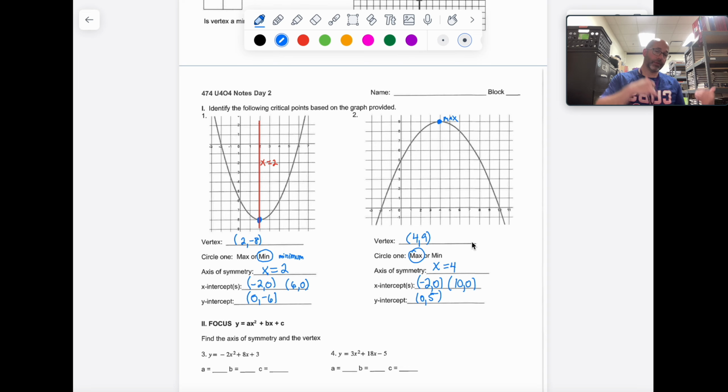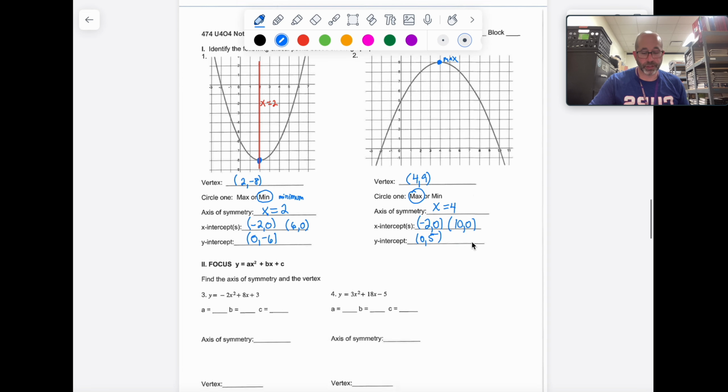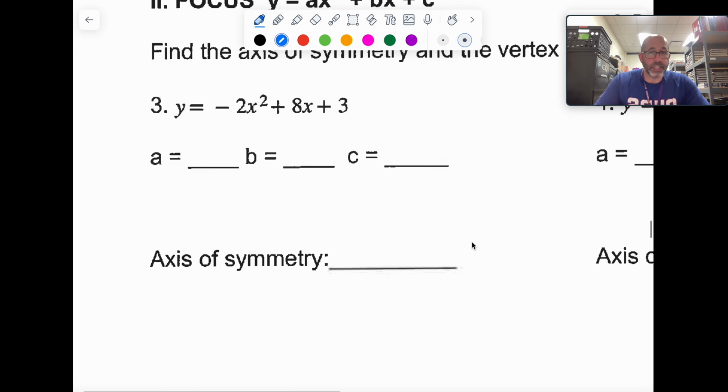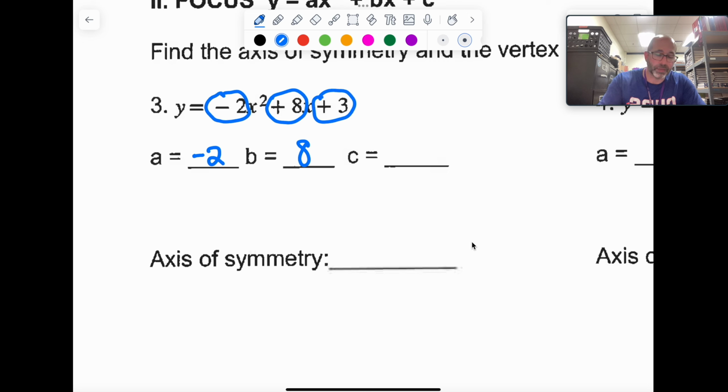Now we're going to pull that information out of the equation, and this is where we're going to use our formulas a little bit. For number 3, you have to again determine the a, b, and c values from the quadratic. Your a value is the coefficient attached to your x squared, so that's a negative 2. Your b value is the coefficient attached to the x, which is positive 8. Pay attention to your signs. And then your c value is a positive 3.